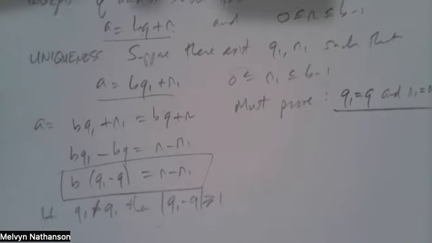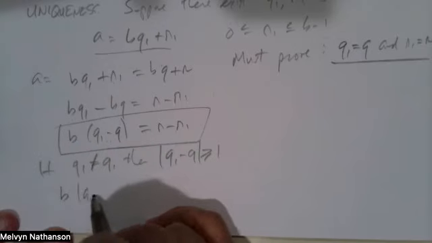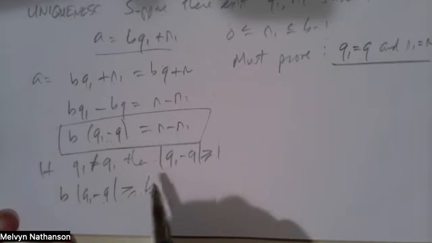So I have this equation. If q1 is different from q, then q1 minus q is a non-zero integer. So at least in absolute value, this is at least 1. Right? So if I look at the absolute value of the left-hand side of this equation, b is positive. b times q1 minus q is at least b. This is b times some positive integer. So this left-hand side is at least b.